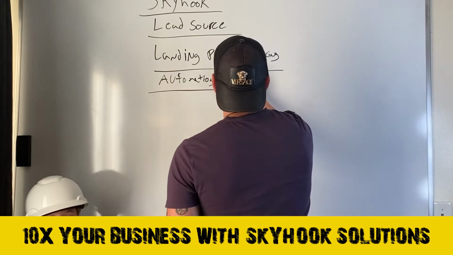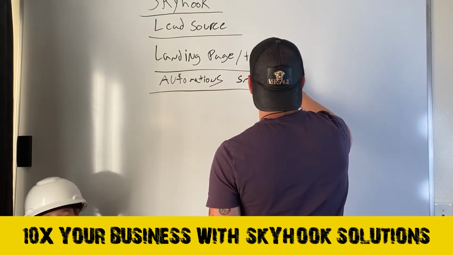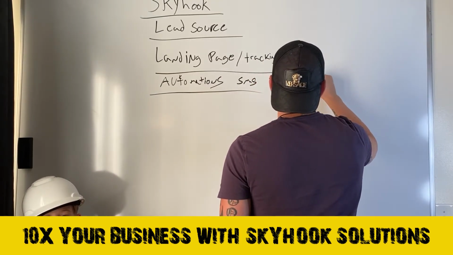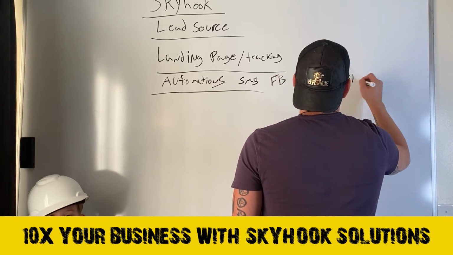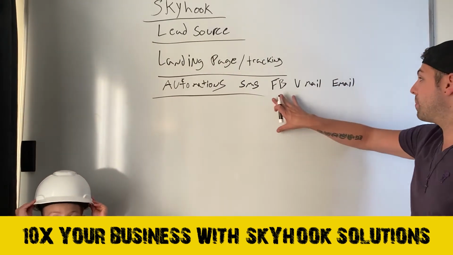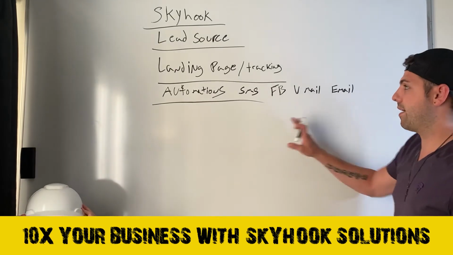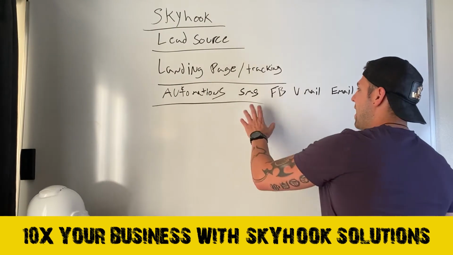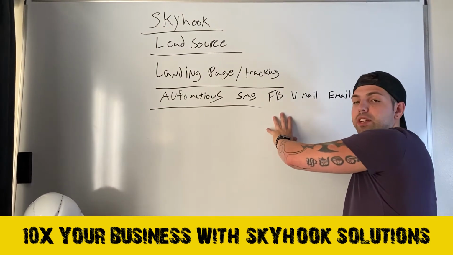So, meaning SMS. We've got Facebook. We've got voicemail. We've got email, right? These four are going to be the biggest ways to communicate. And then obviously you can have a messenger bot, whatever, on your landing page. But essentially, having these set up gives you an advantage later on when you're running promotions.